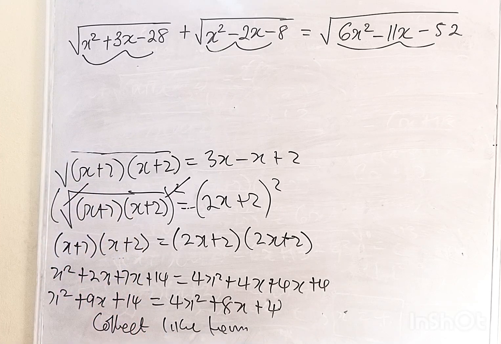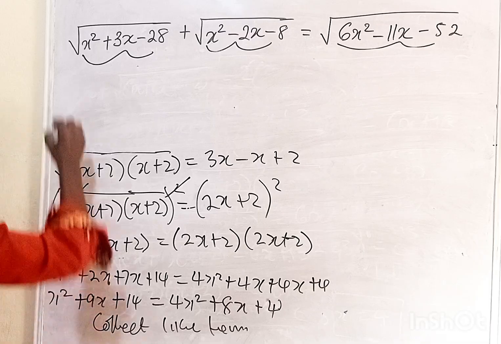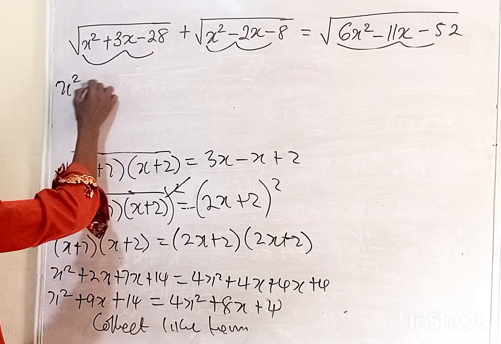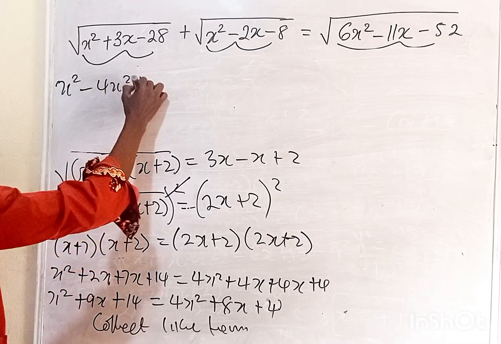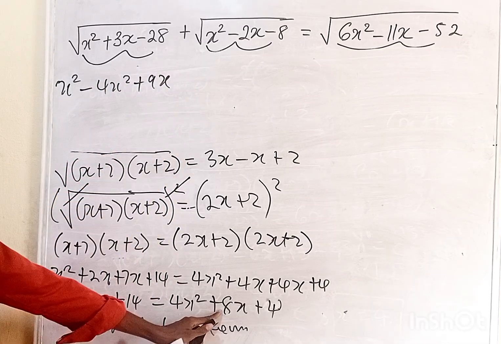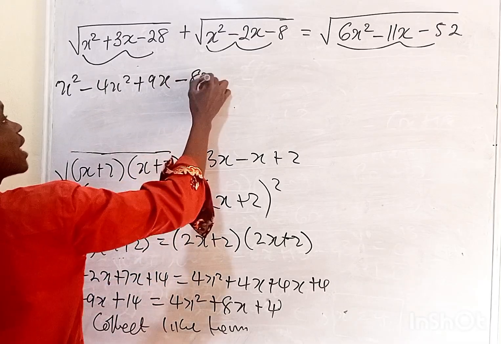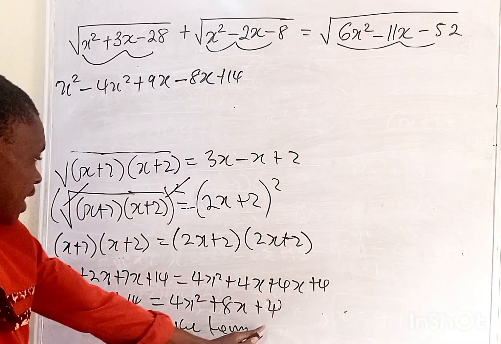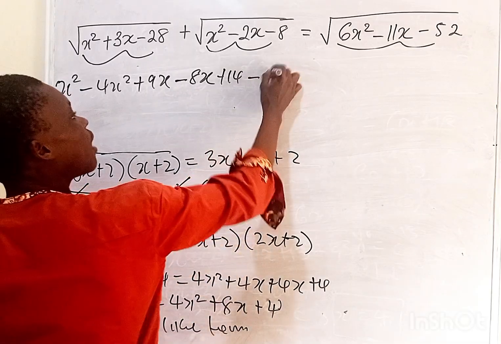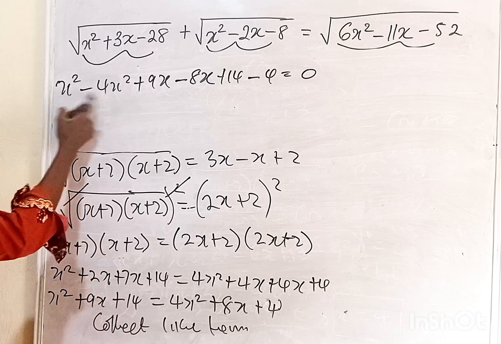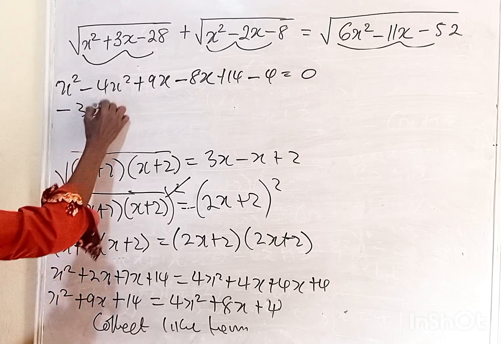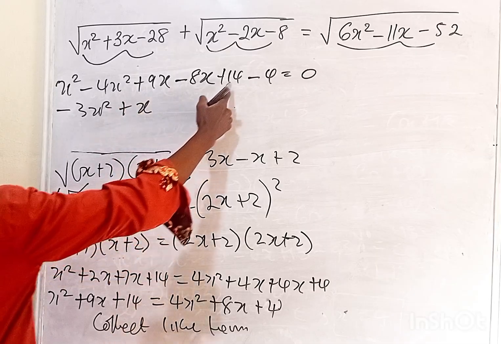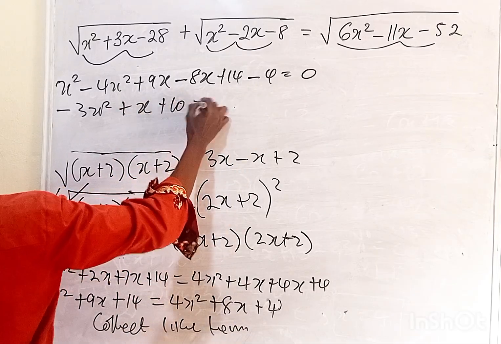So if we collect like terms from here, let's take the x to one side. So this becomes x squared, negative 4x. 4x squared is coming and it becomes negative 4x squared. So we have plus 9x. Positive 8x is coming, becomes negative 8x. And 14, positive 4 is coming, becomes negative 4, and it equals 0. So x squared minus 4x squared gives us negative 3x squared. 9x minus 8x gives us plus x. 14 minus 4 gives us plus 10, and this equals 0.